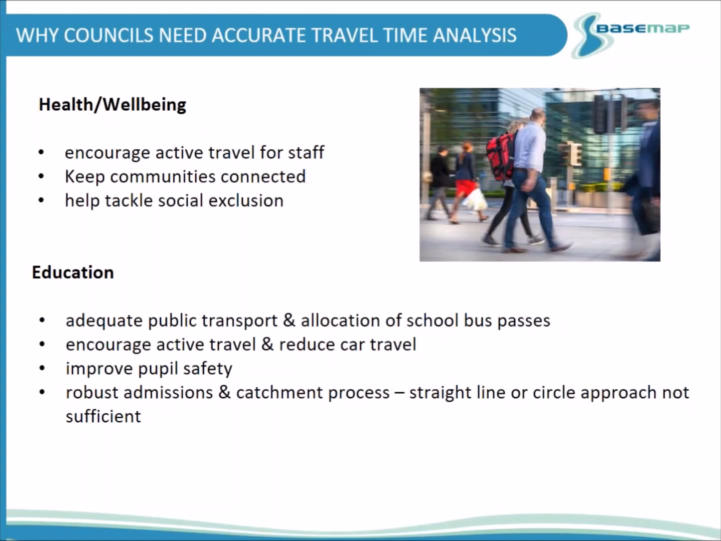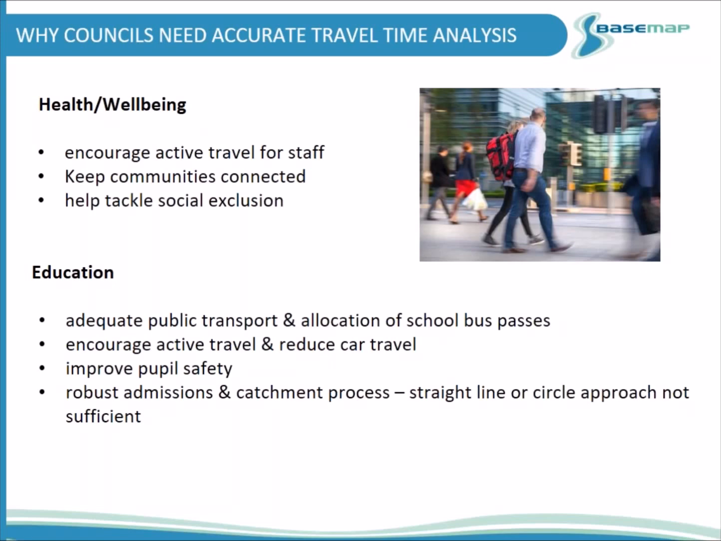Also, it's very popular to look at the catchment process as well. So historically, lots of local authorities say if you live more than 2 kilometres away from a school, you can get a free bus pass, but lots of them use a straight line approach as part of that, and that's not a very accurate way of doing things.